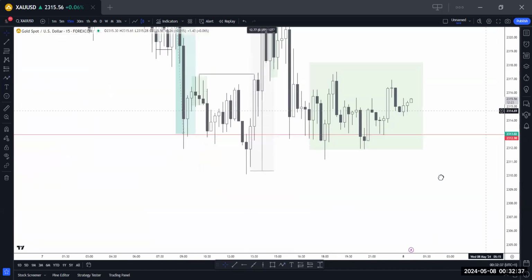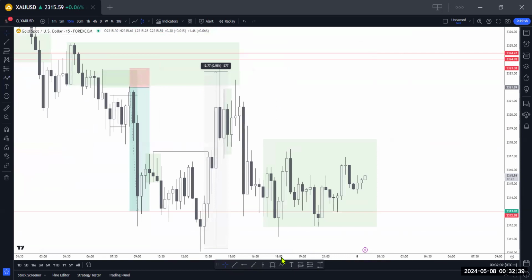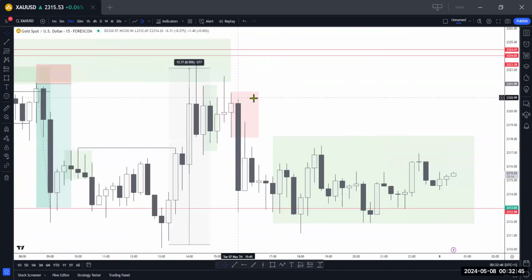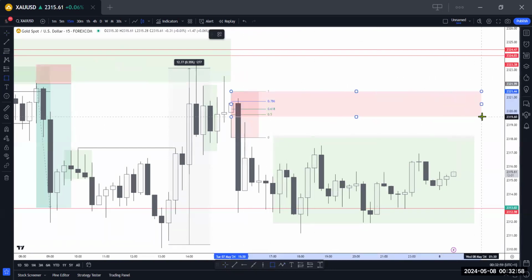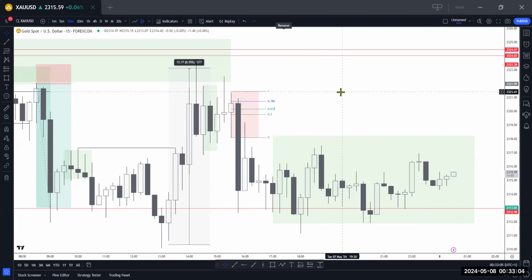For example, this engulfing has not been properly mitigated, while price had not encroached at least 50% of the engulfing. So 50% is still somewhere here. Okay, so it means that price can still come tomorrow and probably tap here and sell. All right. Why? Because mitigation. Mitigation is very, very important.